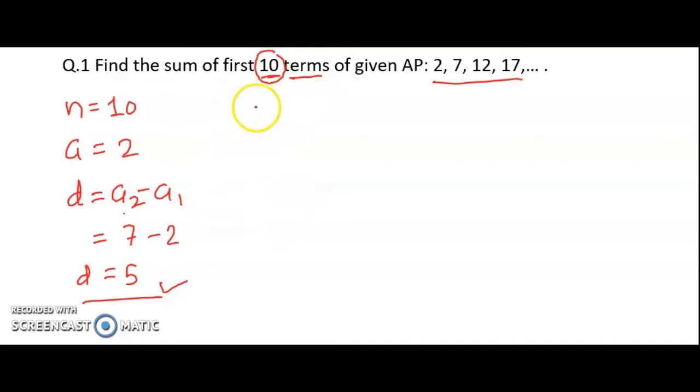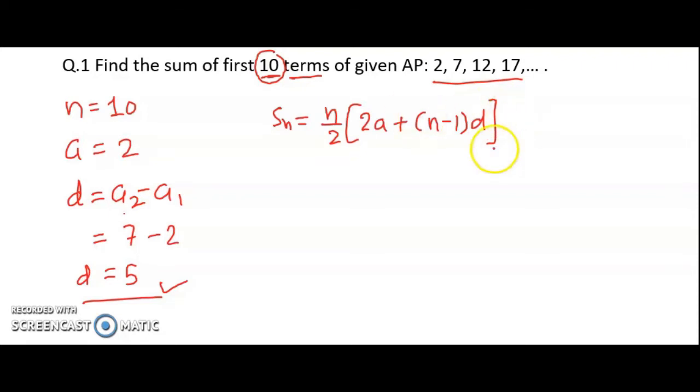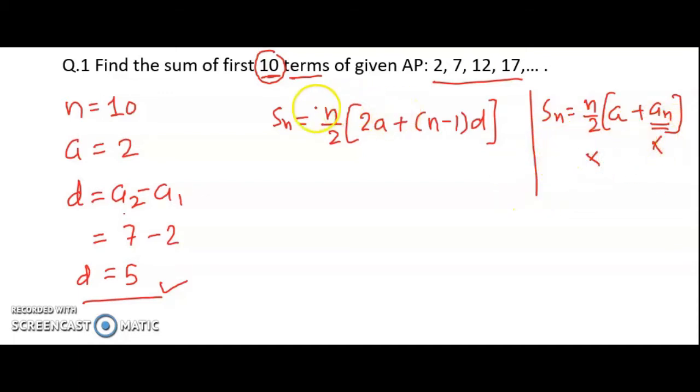Now we want to find out the sum of first 10 terms. So we can use the formula Sn equal to n by 2, (2a plus (n minus 1)d). Here we have used the first equation. Why have we not used the second equation? Because the second equation is Sn equal to n by 2, (a plus an). This is equation number 2, right? If you use the second equation, here we don't have the value of an. An is not given here, so we will not use the second equation. We will use the first equation.